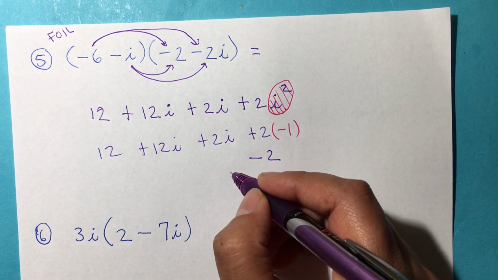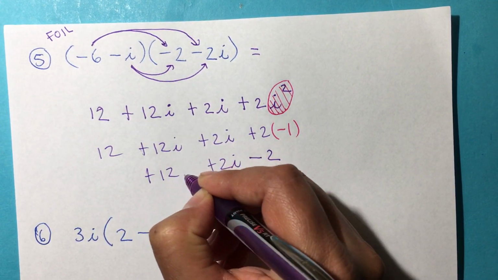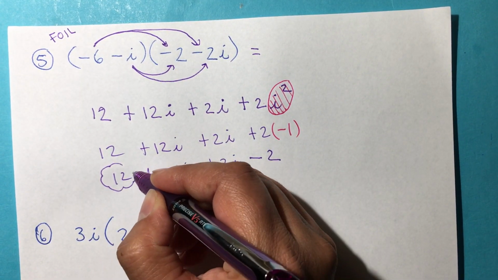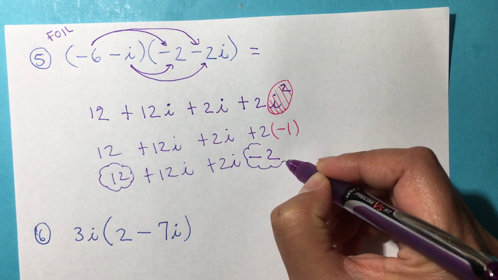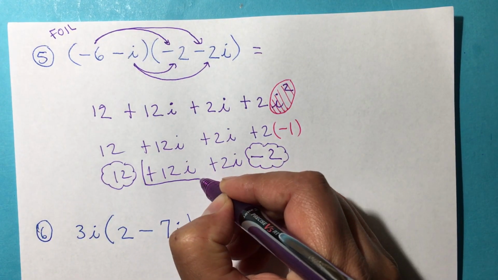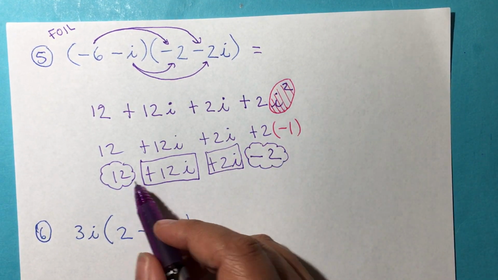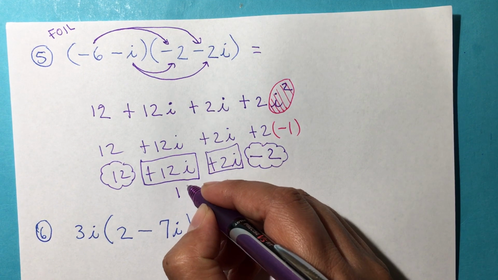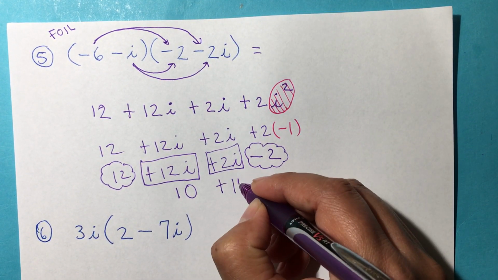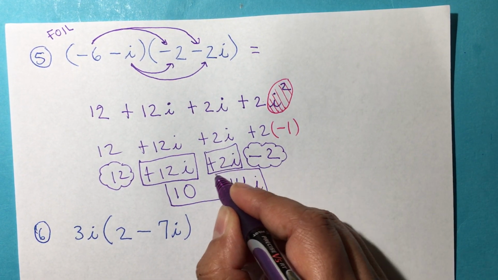Okay, now that I have that, I can combine. Let's bring it down to keep ourselves organized. Combine constant numbers, so positive 12 and negative 2, because they don't have the variable. And we combine the 12i and the 2i. 12 minus 2, it's 10. And 12i plus 2i is 14i. And that will be my answer.